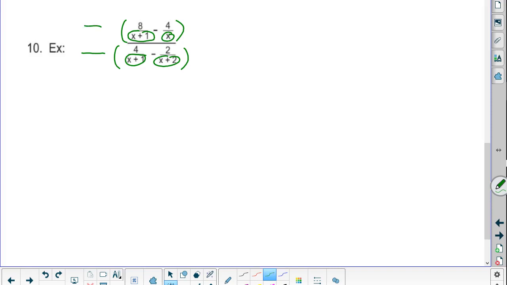So for the top, I need an x for the x. I need an x plus 1 for the x plus 1. And I need an x plus 2, and I'm out of room for the x plus 2. And same thing on the top.